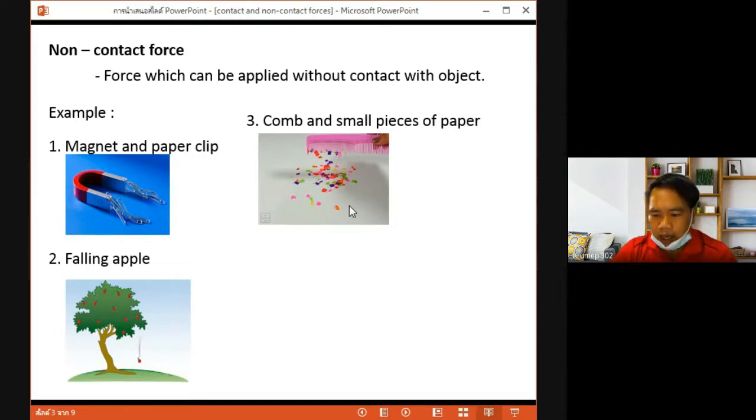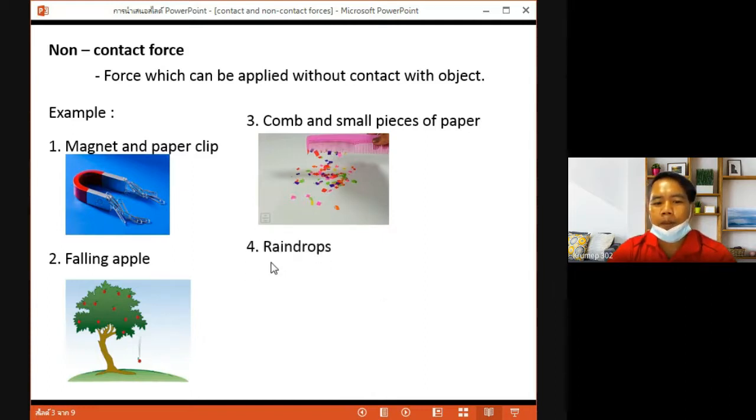But the paper must be very small. You comb your hair first, then after that you try.